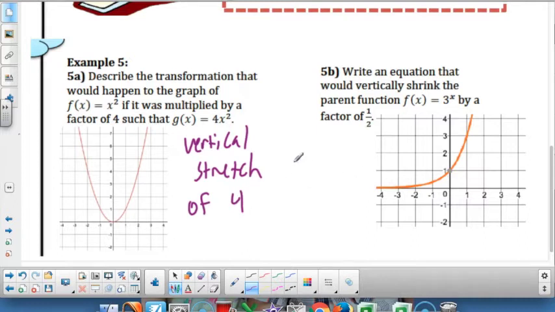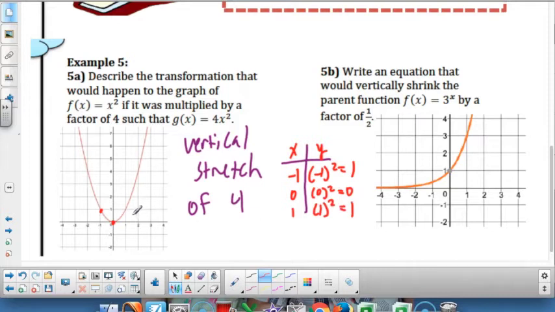I'm going to actually do a little T-chart and show you what this would look like. So the original values, if I had an x value of -1, 0, and 1, this original function has -1 squared, which gives us 1. So that's how we got that ordered pair -1, 1. And then 0 squared is 0, which is where that ordered pair came from. And then 1 squared is 1. So that's where this ordered pair 1, 1 came from.